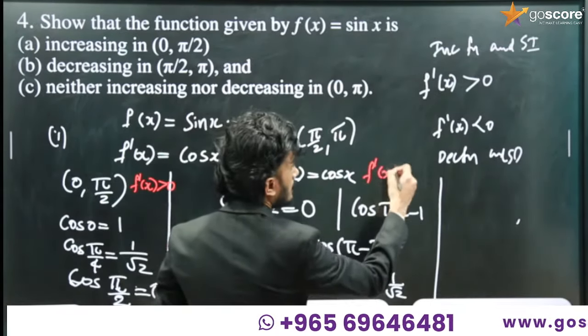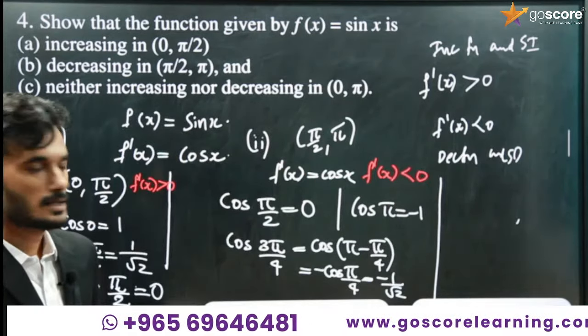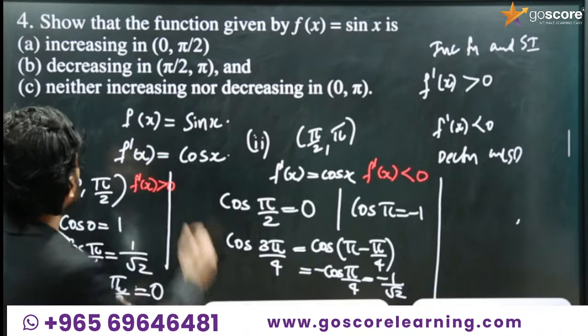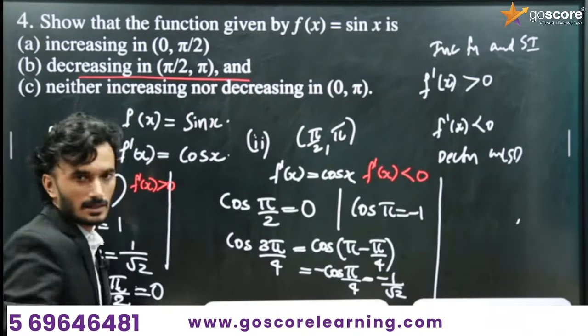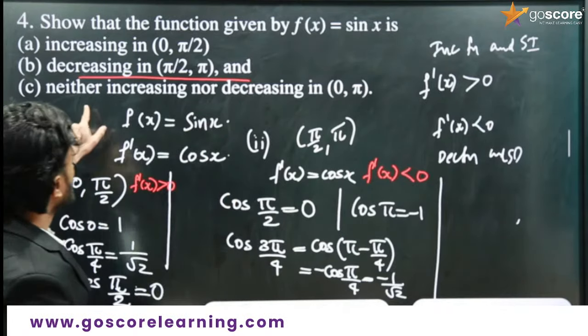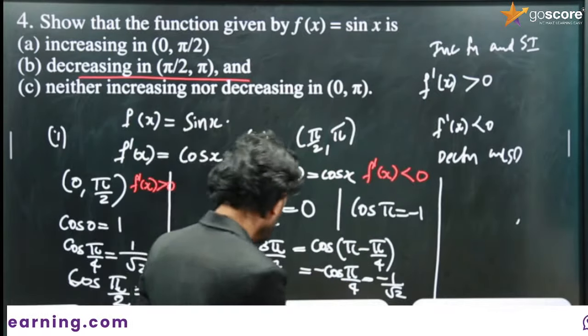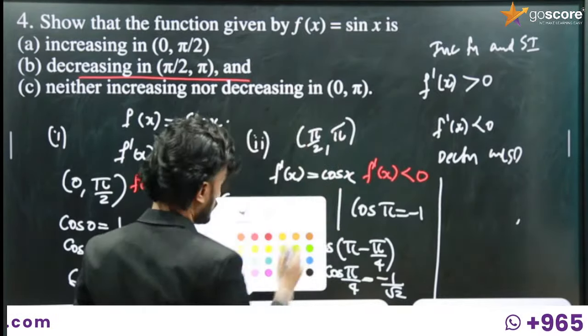F dash of x less than 0. So we can say this one is decreasing in this limit. Next, it is neither increasing nor decreasing in 0 to pi.